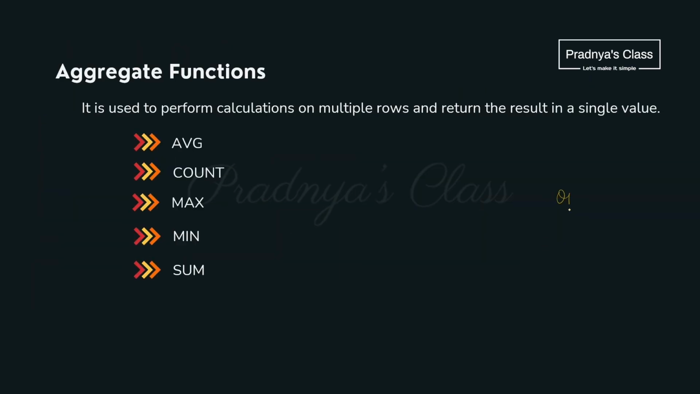We discussed different operators, clauses and functions associated with the select command. Now let's discuss how to use aggregate functions. They get applied on multiple rows, but give a single value. The first function is average, then we have count, max, min and sum.